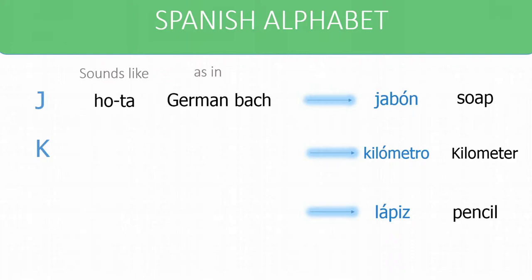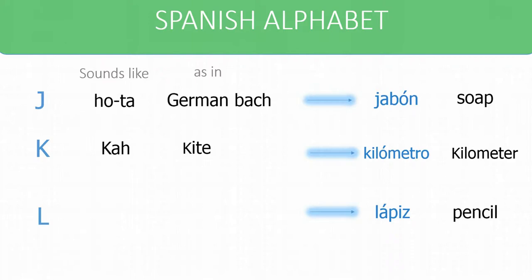Next is letter K. And letter K in Spanish sounds like K, as in the word kite. And an example will be the word kilómetro. Kilómetro. So remember the sound, which is K, as in kite. And the example is the word kilómetro.